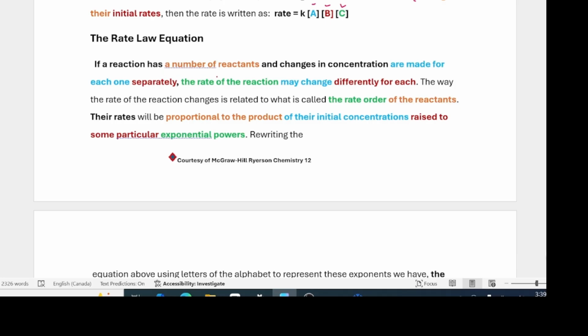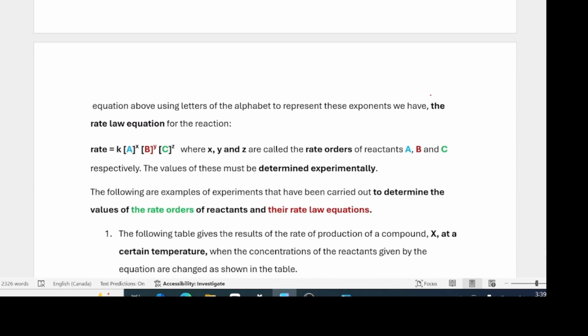If a reaction has a number of reactants and changes in concentrations are made for each one separately, the rate of the reaction may change differently for each. The way the rate of the reaction changes is related to what is called the rate order of the reactants. Their rates will be proportional to the product of their initial concentrations raised to some particular exponential powers. Rewriting the above equation using letters of the alphabet to represent these exponents, we have the following rate law equation for the reaction.